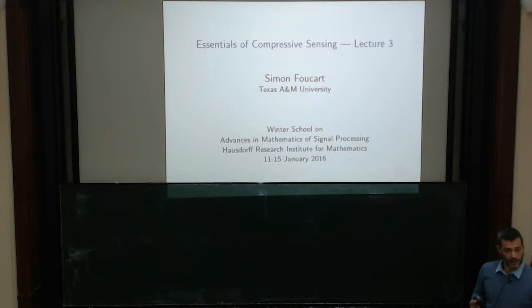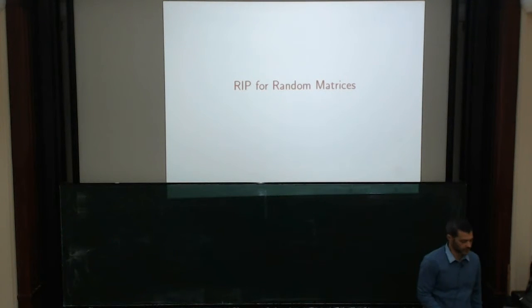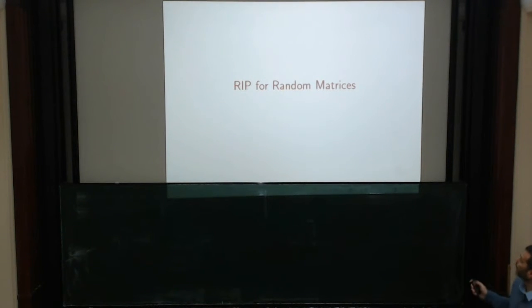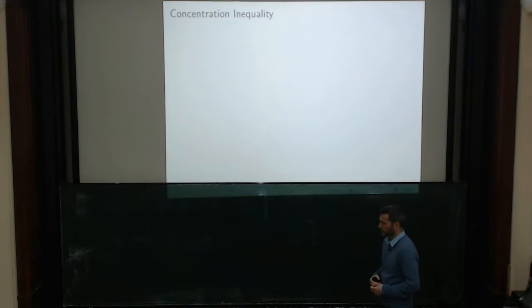But I haven't given you examples of matrices which satisfy this, which have small restricted isometry constants. So this is what we want to do today. And for the optimal regime of parameters, these matrices will be random matrices. Right? So what I want to do today is prove this RIP for random matrices, first of all Gaussian matrices. Okay, so it'll be in three parts, the argument, and it starts from a concentration inequality.